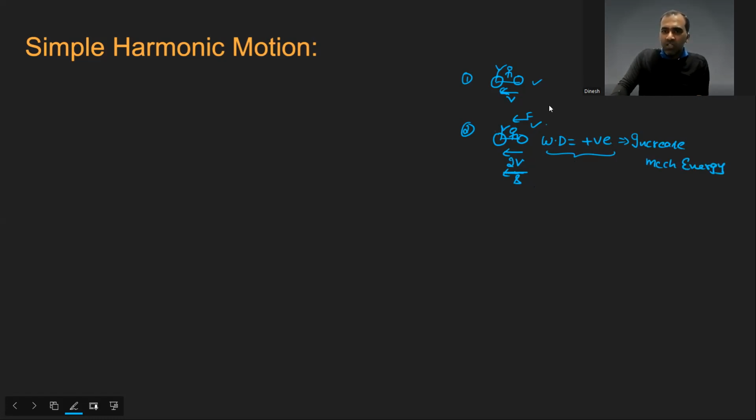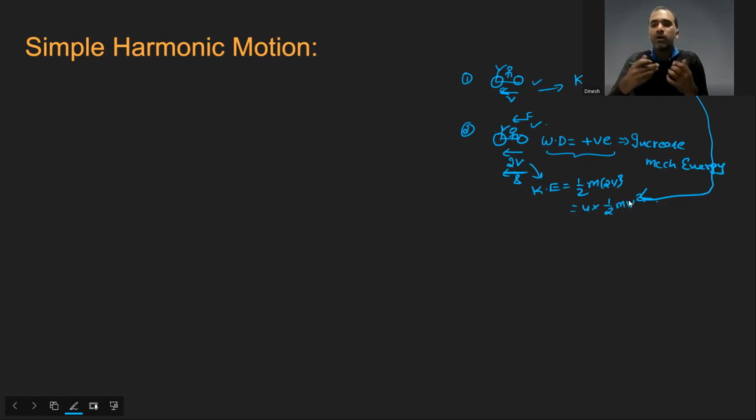Is it increasing or not? Here, kinetic energy was half m v square. And here, kinetic energy is half m (2v) whole square, which is 4 times the initial kinetic energy. Did the kinetic energy increase or not? Why did it increase? Because work done is positive.